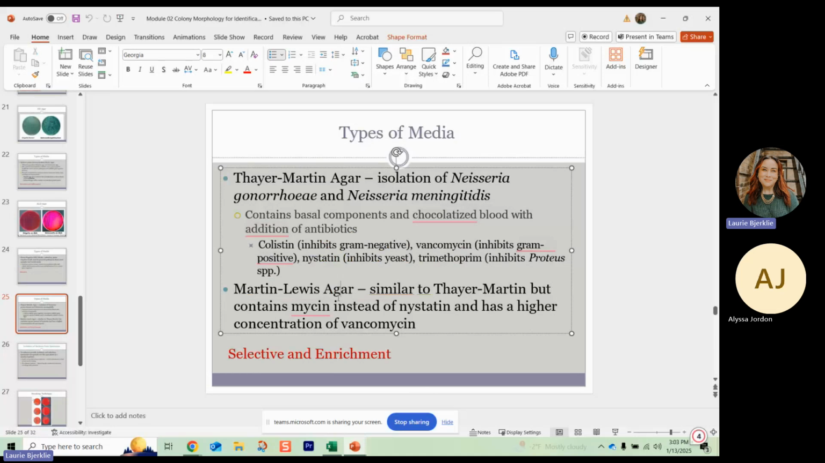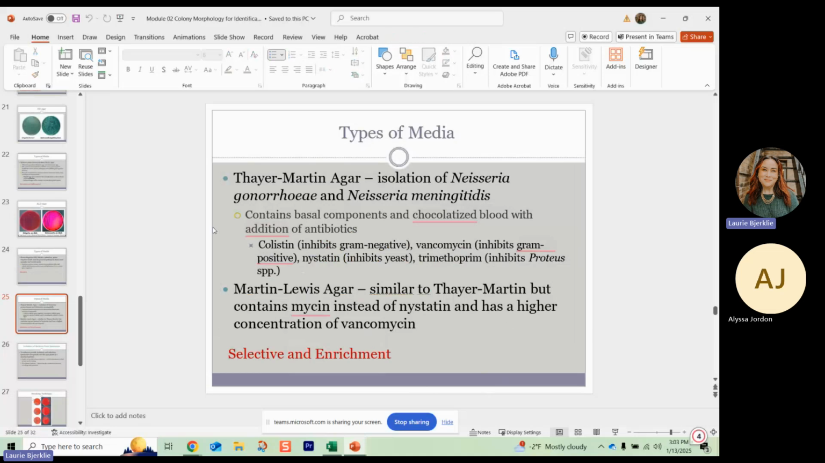Now, Martin Lewis, same thing, looking for Neisseria. It's selective and enriched. It's just got a couple tweaks to the antibiotics. So instead of nystatin, it uses anisomycin to inhibit yeast. So Martin Lewis will have anisomycin to inhibit the yeast, not nystatin. And then it will have a higher amount of vancomycin. It upped the dosage of vancomycin in the agar. But again, both are the same purpose. Both are the same categories.